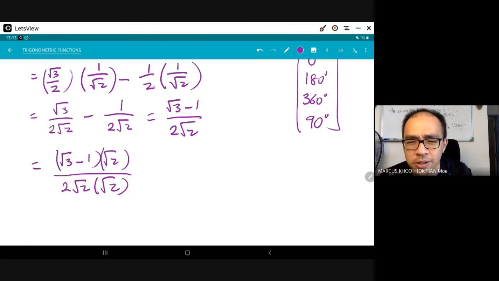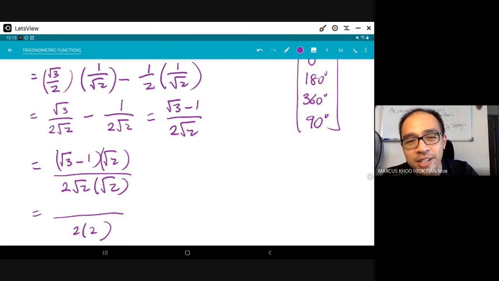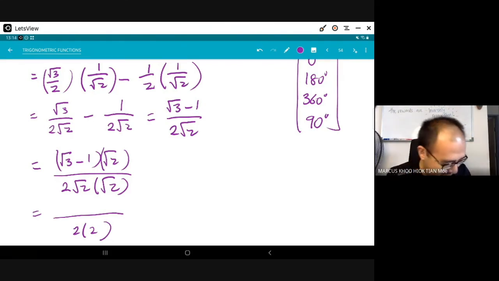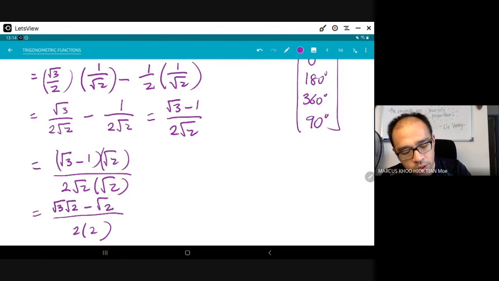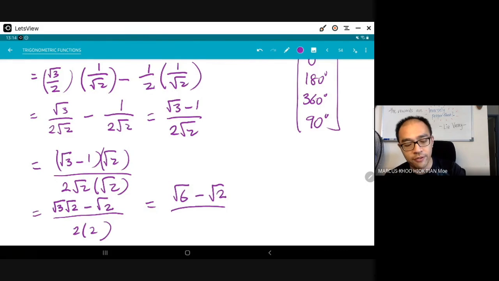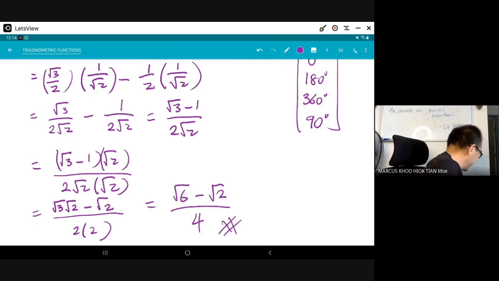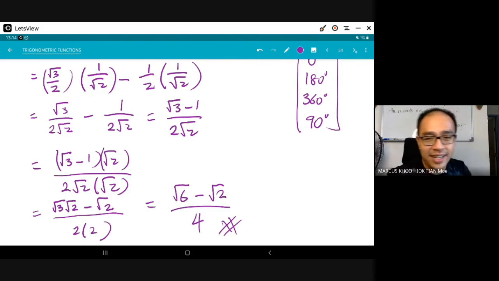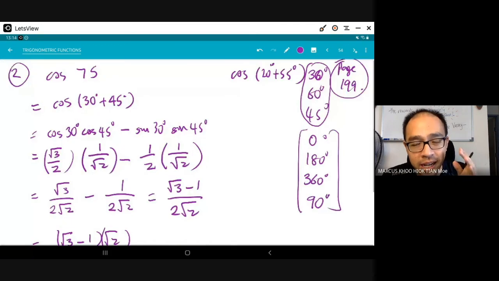What is this called already? I can't remember. I know it's called something with no surd at the bottom, but there's a name for it. So this will be square root 3 times square root 2 minus square root 2. So this will give us square root 6 minus square root 2 over 4. Rationalize. Oh yeah, you're right. Rationalizing the denominator. So yeah, again, this is how we use the addition formula.